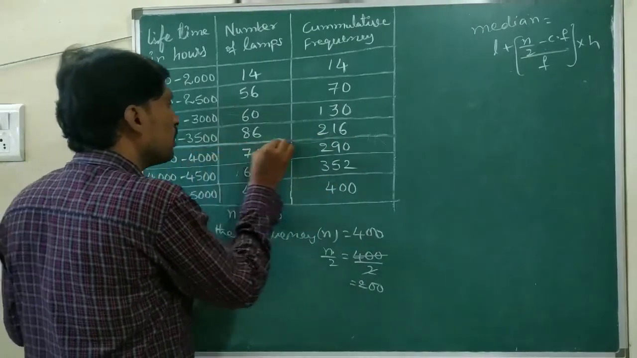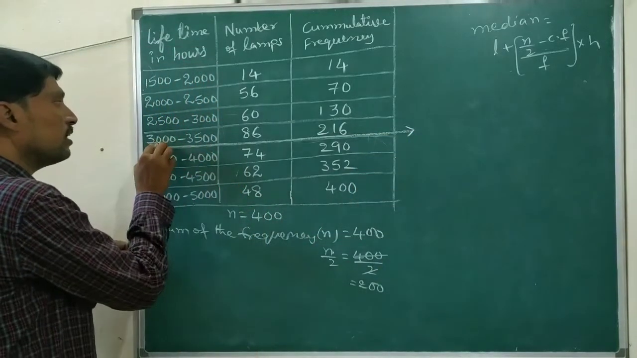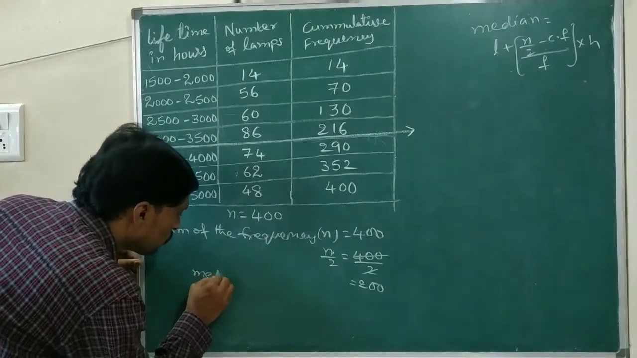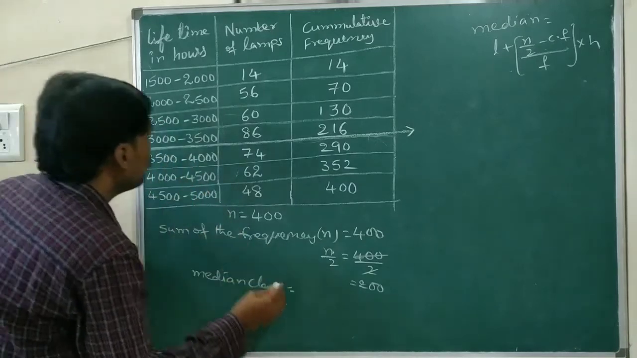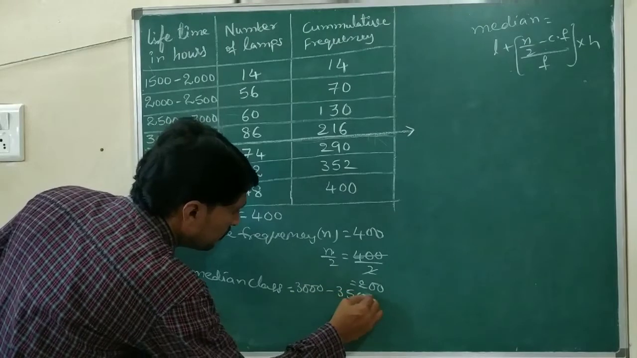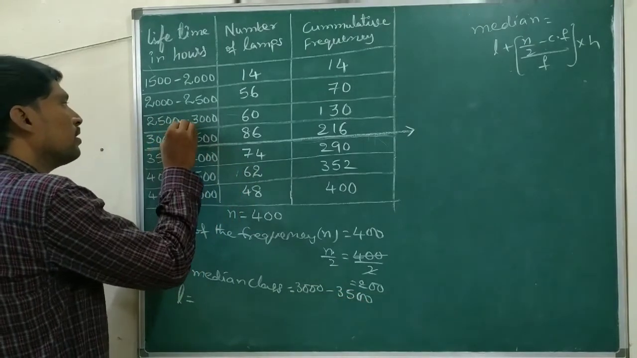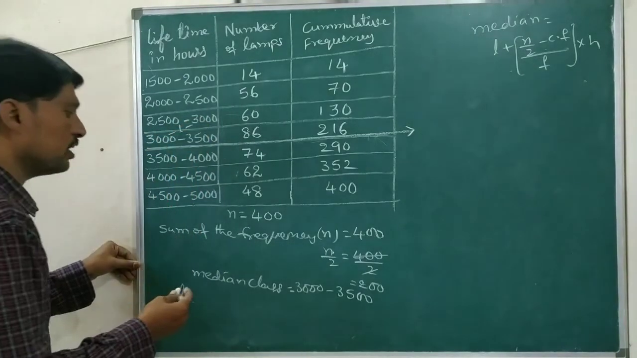This line you have to underline. This one we underlined. Now here 3000 to 3500 is the median class. So median class equals 3000 to 3500. You can find the lower boundary. For the median class lower limit and the preceding class upper limit, we need to take the average.